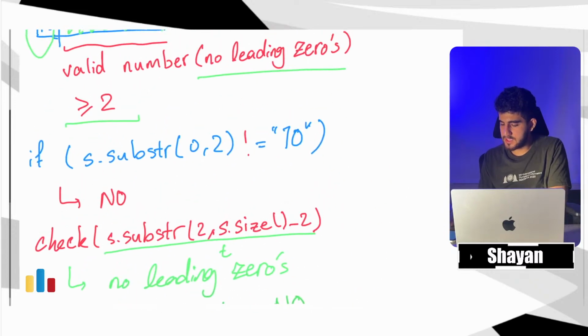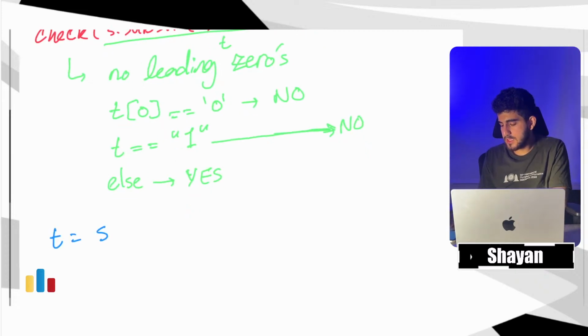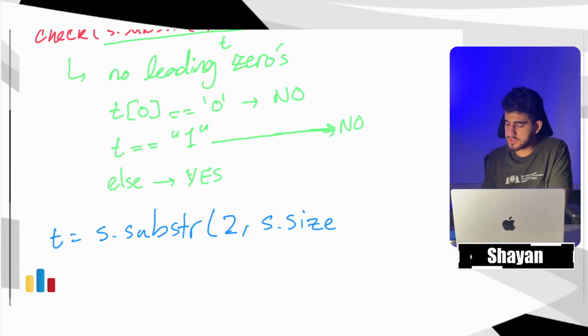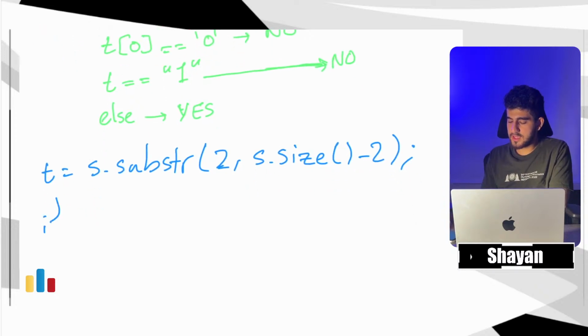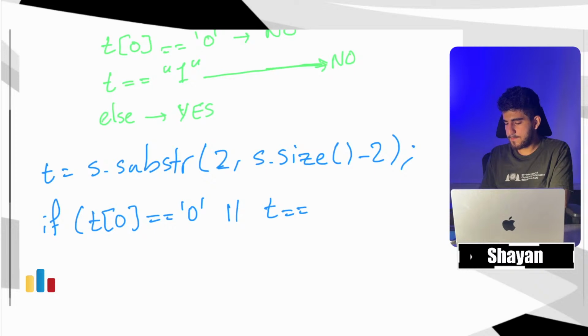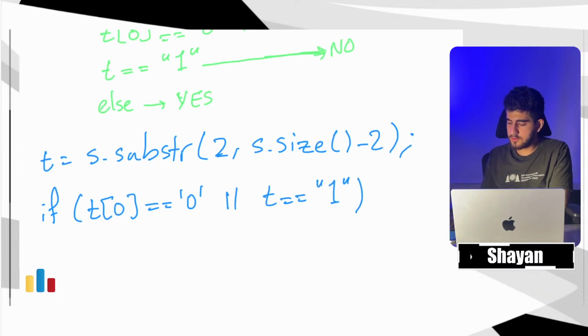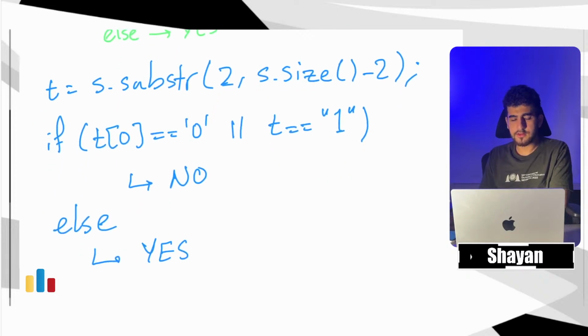After checking that s.substr of 0 and 2 is not equal to 10, I set t as s.substr, the substring of s starting from index 2 and its length is s.size minus 2. In s.substr you pass two parameters, the starting point and the size. So you define t like this, and there are only two conditions that it doesn't work. If t of 0 is 0, it means that we have leading zeros, or t is 0 itself. Anyway, it's bad. Or t was 1. In these two cases, the answer is no. Else the answer is yes. So that's all.